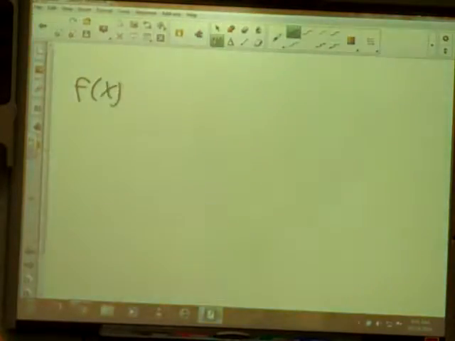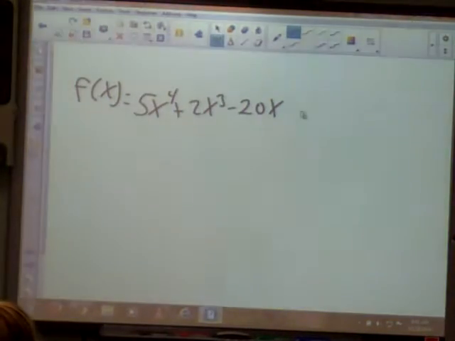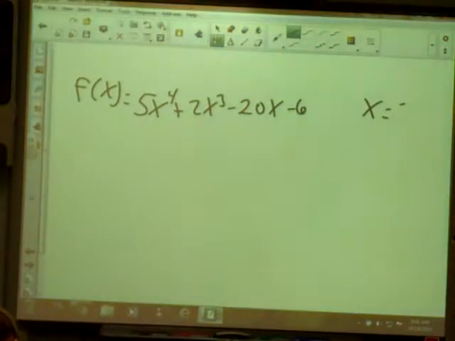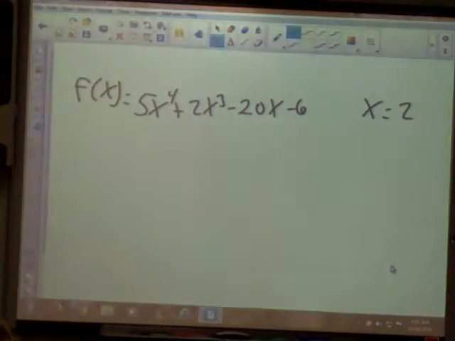Alright, f of x is equal to 5x to the 4th plus 2x cubed minus 20x minus 6. And I want you to evaluate when x is 2. Okay? You need a 0 in that synthetic division box. Do you see that? Okay, put the 0 where it goes. See if you can evaluate that and go.